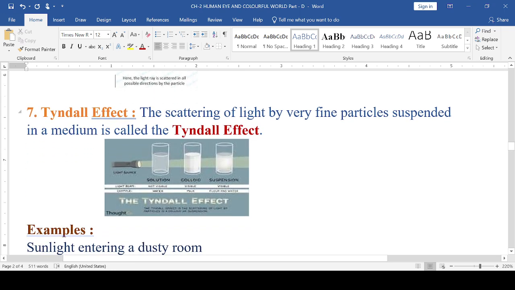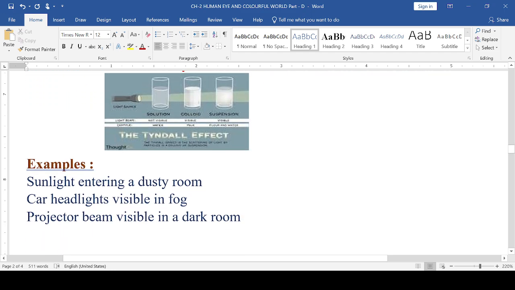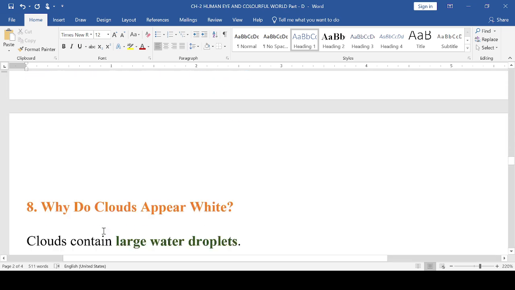Next you have the Tyndall effect. The scattering of light by very fine particles suspended in a medium is called the Tyndall effect. Examples: sunlight entering a dusty room, car headlights visible in fog, a projector beam visible in a dark room. In movie theaters, you can see the light from the projector falling onto the screen, and the air particles present. That is another example of the Tyndall effect.